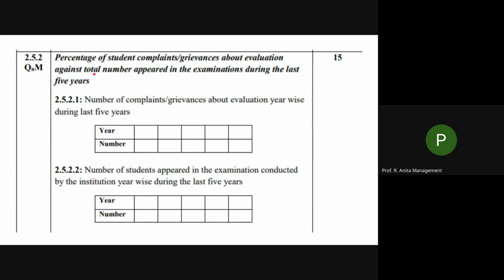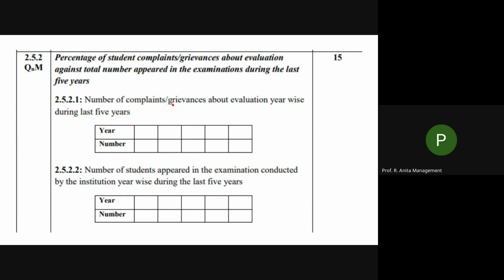Then the complaints. Now, complaints or grievances are regarding the revaluation. How many people appear and how many people are applying for revaluation or recounting? Because revaluation is for the UG, recounting is for PG. Because for PG we have a double valuation and also the third valuation is there for some of the papers. We just go for recounting. So, number of complaints that you received in a year has to be recorded.